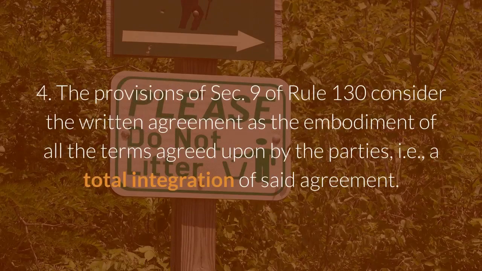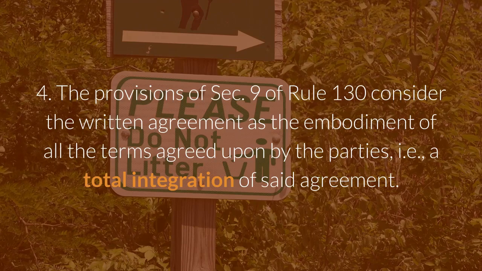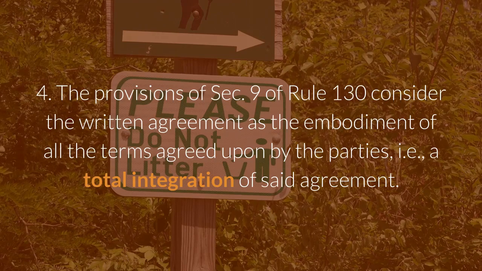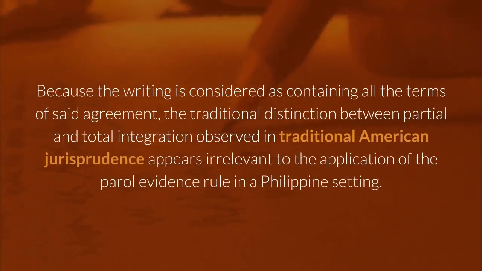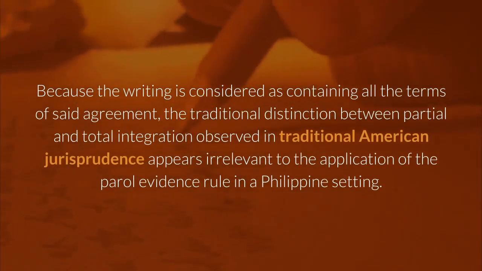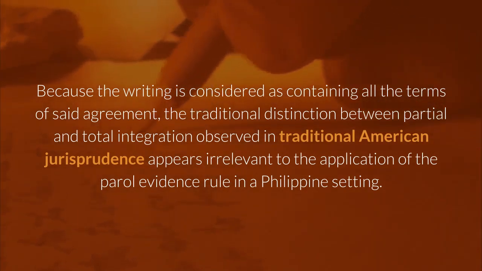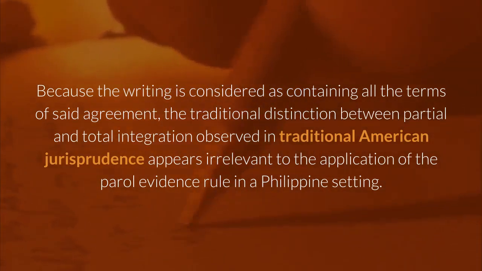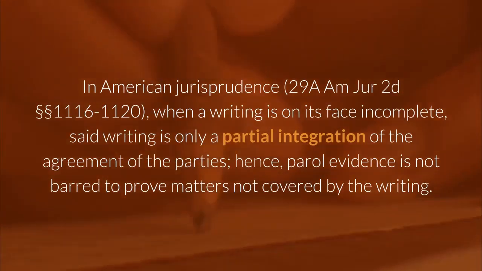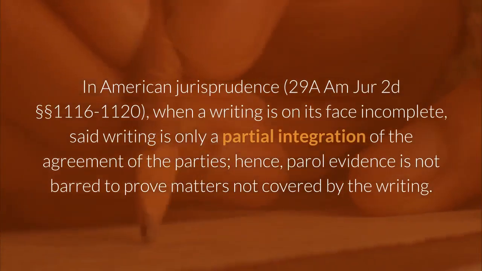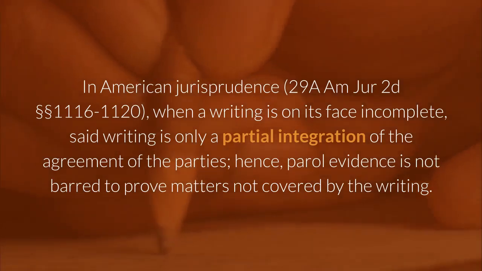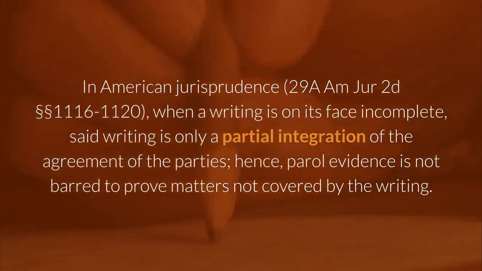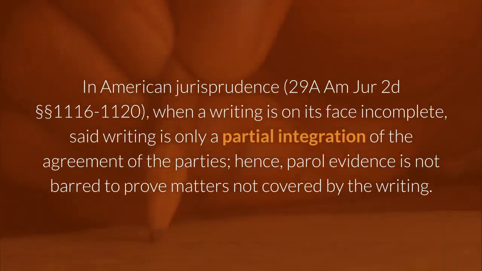4. The provisions of Sec. 9 of Rule 130 consider the written agreement as the embodiment of all the terms agreed upon by the parties, i.e., a total integration of said agreement. Because the writing is considered as containing all the terms of said agreement, the traditional distinction between partial and total integration observed in traditional American jurisprudence appears irrelevant to the application of the Parole Evidence Rule in a Philippine setting. In American jurisprudence, 29 Am Jur 2d, sections 1116 to 1120, when a writing is on its face incomplete, said writing is only a partial integration of the agreement of the parties, hence, parole evidence is not barred to prove matters not covered by the writing.